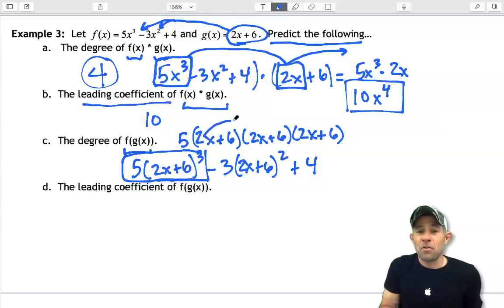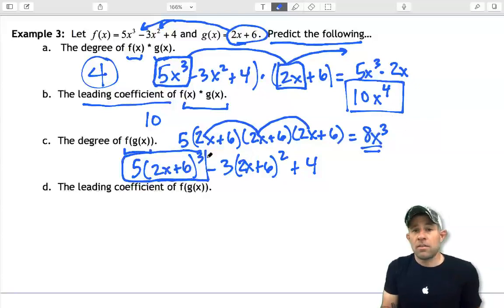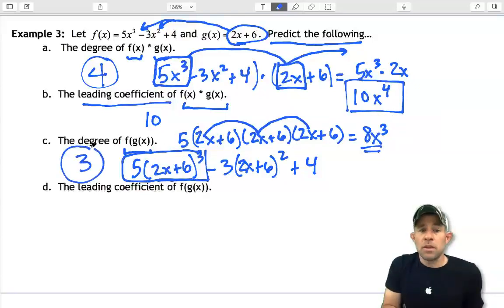Now the degree of that would be obtained by multiplying the 2x times the 2x times the 2x. And that would give me 8x cubed. And this would actually be the highest power in this composite function. So the degree here is going to be at most 3. Now it also says to predict the leading coefficient of this composite function f of g of x.